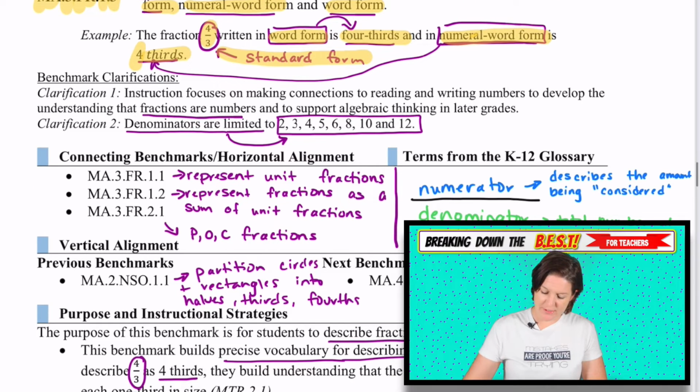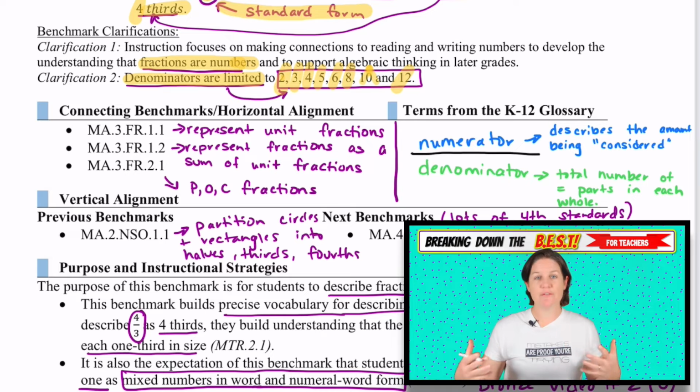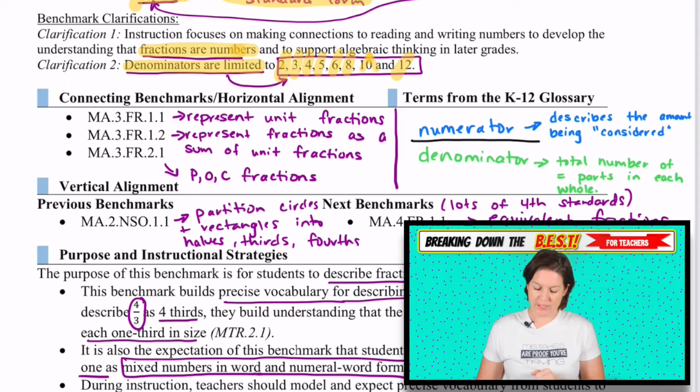Some clarifications to consider. I love that they keep on pointing out, this is something that you see all the time in these standards, understanding that fractions are numbers. They represent a value. And we need to make sure that our denominators are limited to 2, 3, 4, 5, 6, 8, 10, and 12. Now, as we increase in grade levels, those denominator limits will also extend a little bit more than what we're seeing right now. But for right now, that's what we're seeing in 3rd grade.